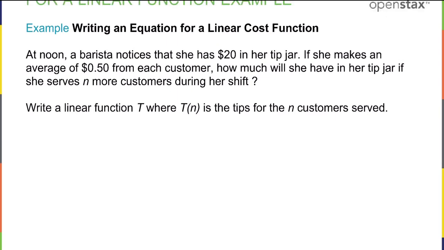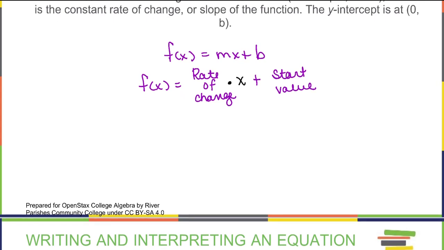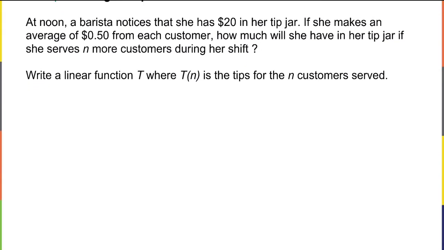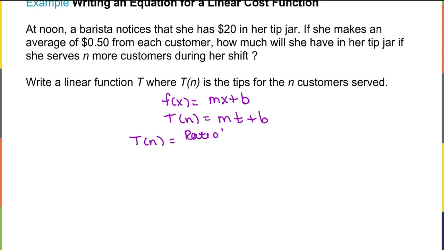So we're going to start off with that. Just remember, y equals mx plus b, or f of x equals mx plus b, is the same as f of x equals rate of change x plus start value. So that's what we're going to do here. We're going to write an equation for the linear cost of a function. So I'm just going to write f of x is equal to mx plus b. In this case, we're not using f of x, we're using T of n. So mn plus b. And just to remind you, m is the rate of change.